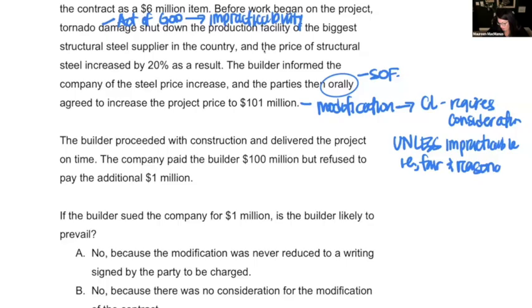What do you need for UCC? And they're going to use a UCC distractor because they almost always do that. The modification must be made in good faith, or you don't need consideration. So we want to know what the rules are.